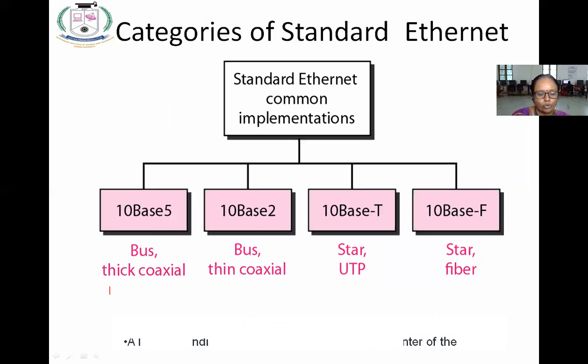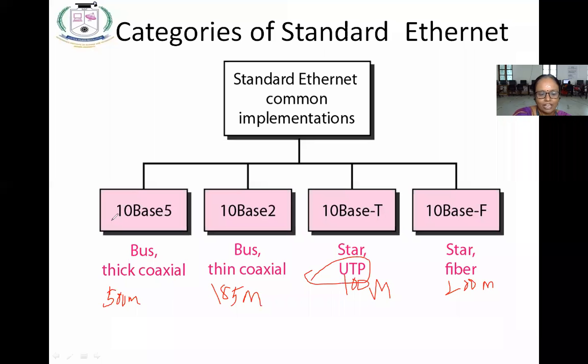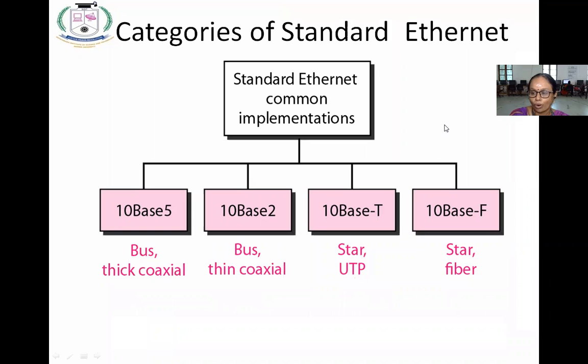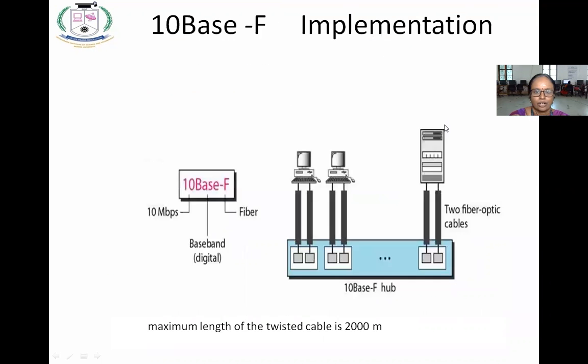Okay, so 500 meters, 185 meters, 100 meters, and 2000 meters. The attenuation problem is rectified in the UTP, unshielded twisted pair. But all of them have a speed of 10 Mbps. And you all know the baseband will always be digital. This is all about wired LAN that we are discussing.